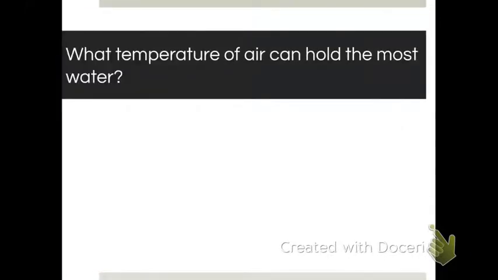So what temperature of air can hold the most water? I want you to just think about this for a second. What temperature of air can hold the most water, and why do you think that? Now, I'm not talking about specifically 42.5 degrees, but I'm just talking about warm or cold air. So take a moment and think, which one do you think will hold more water vapor, warm or cold air? Okay. If you thought in your head that warm air can hold the most water vapor, you are correct.